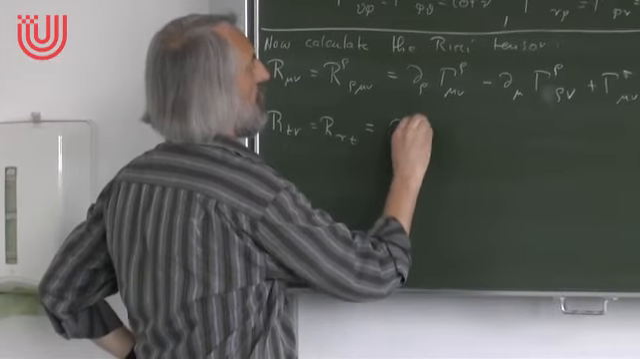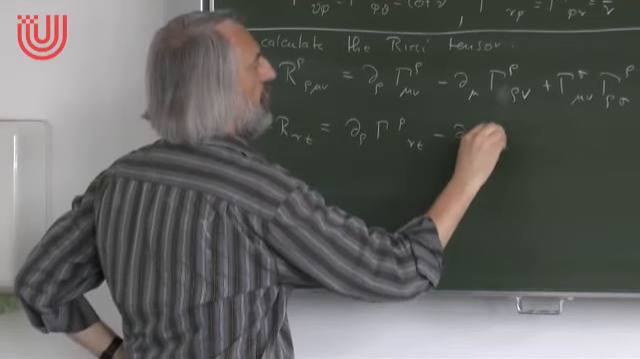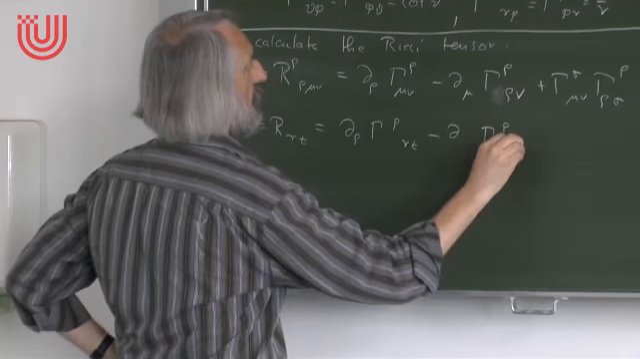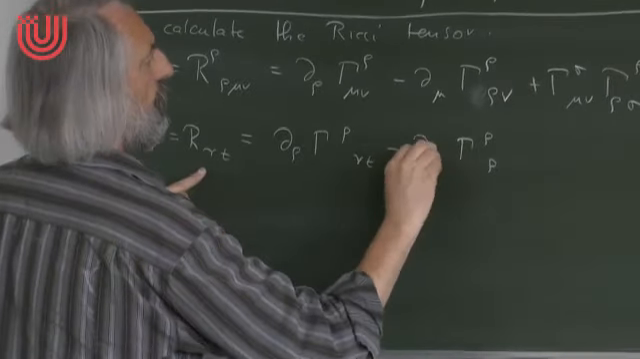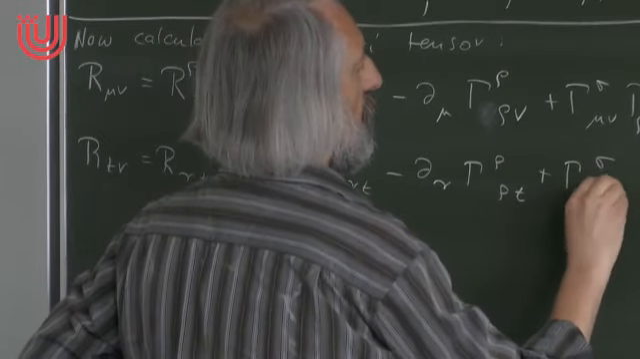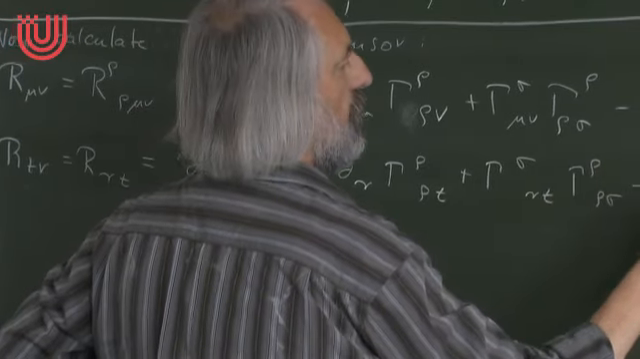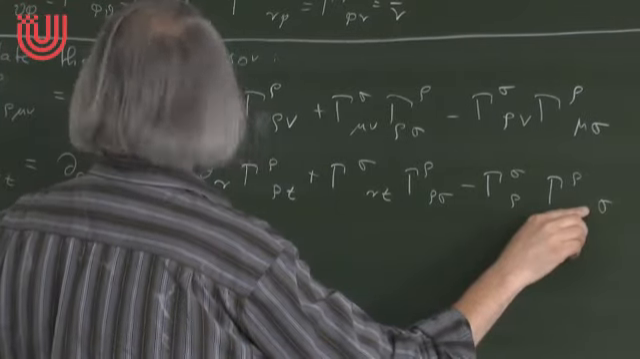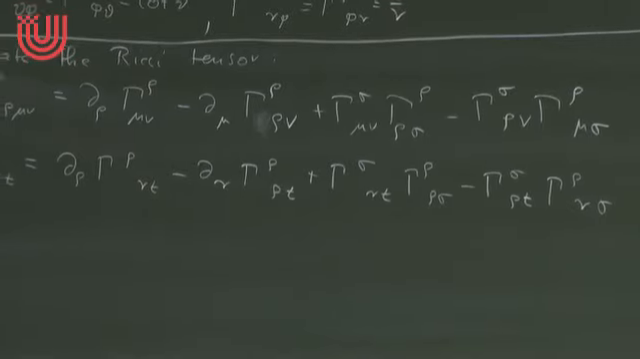So what do I have to calculate? I have to calculate this here for rt. Minus d, gamma, rho, rho. And now, wait a minute. The mu is r, rt, plus gamma sigma rt, gamma rho, rho sigma, minus gamma sigma rho, gamma rho sigma, and mu was r, and nu was t. So that's what you have to calculate.